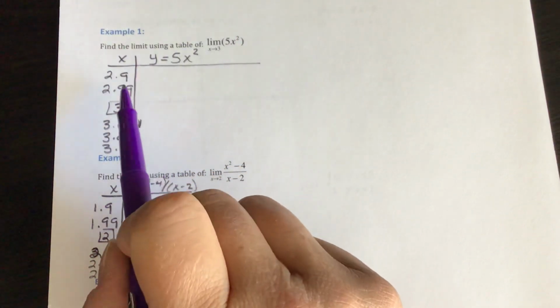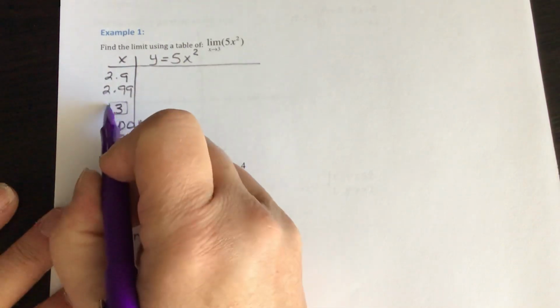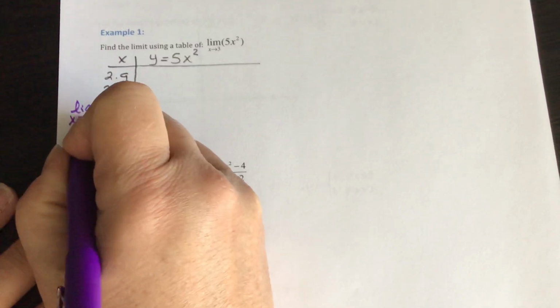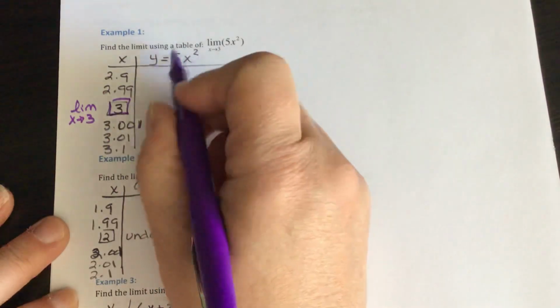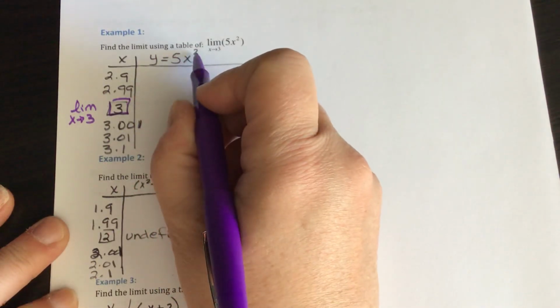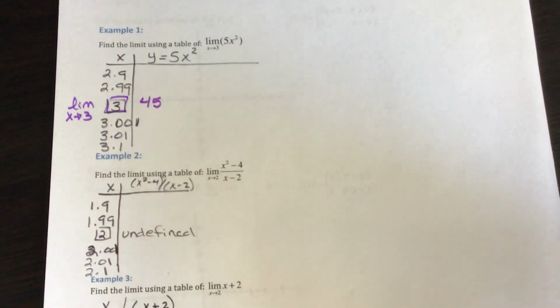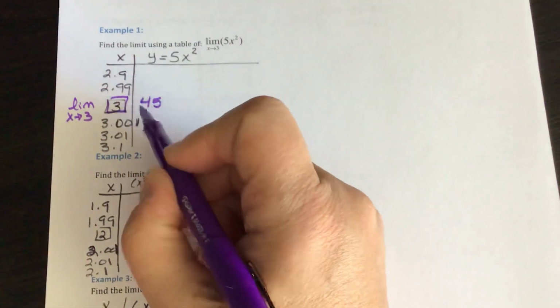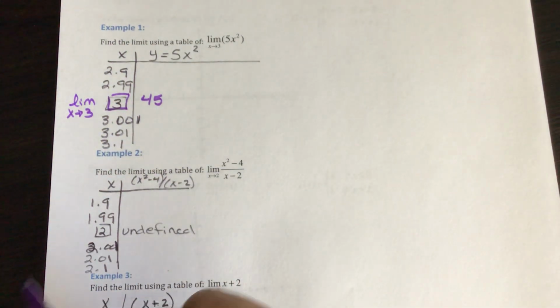And if I were to put a table and I pick some x values, now we want the limit as x approaches 3. So I have 3 in my table. And I could plug that in here and have 3 squared is 9 times 5 is 45. Okay, so pretty simple. But what we want is what's happening to the numbers that are very small distances away from 3.